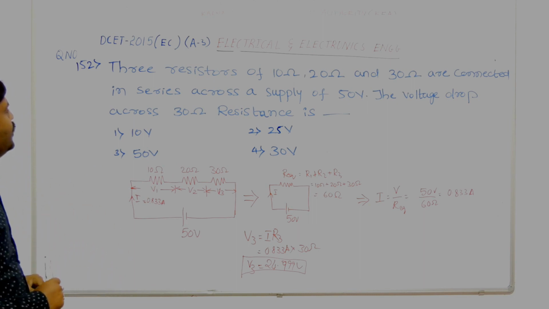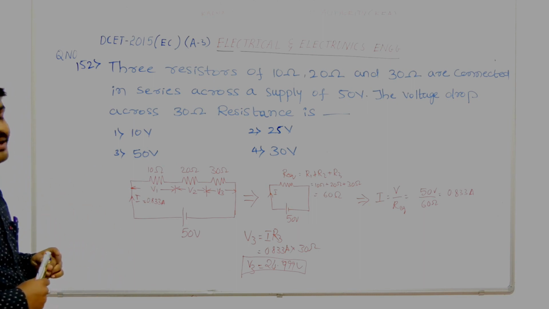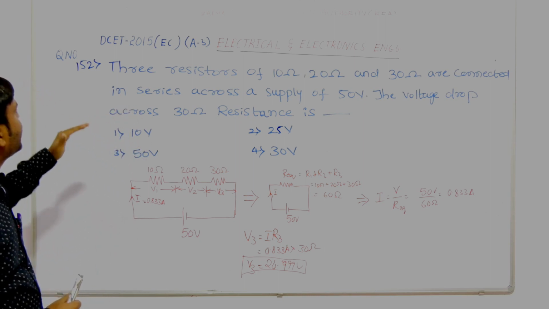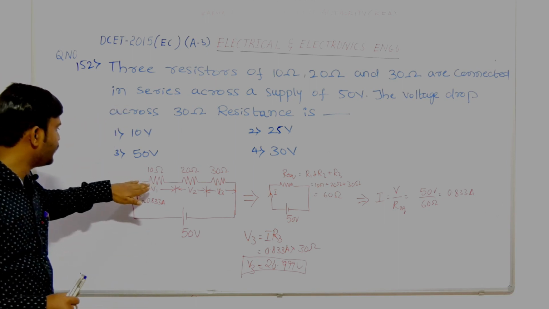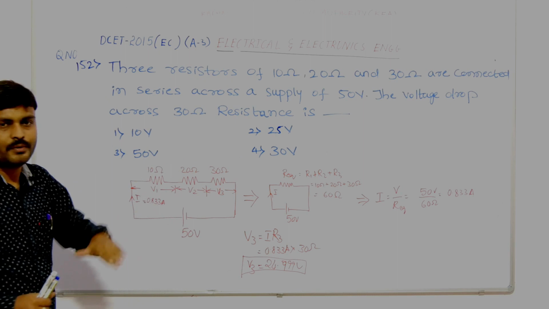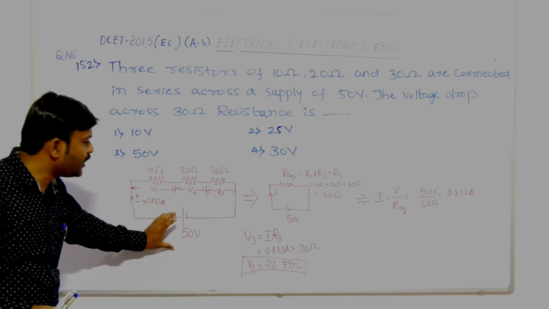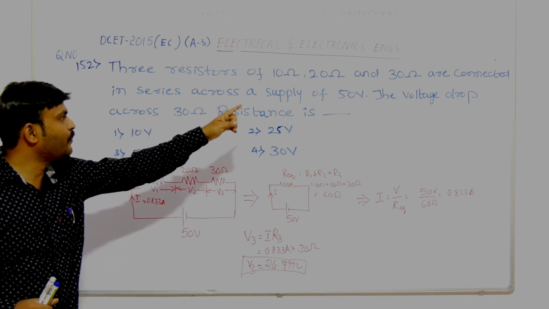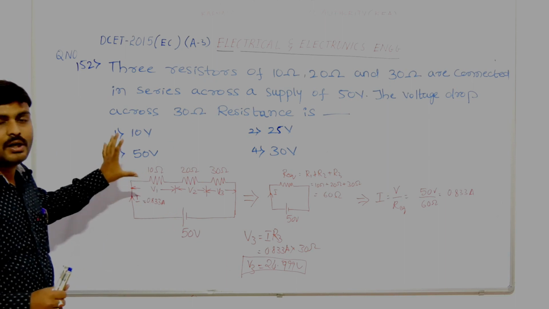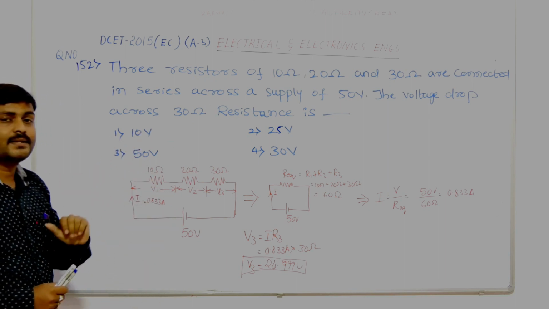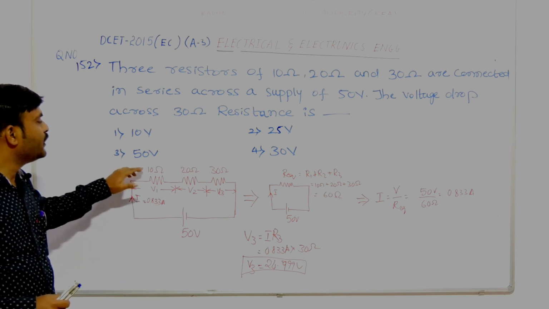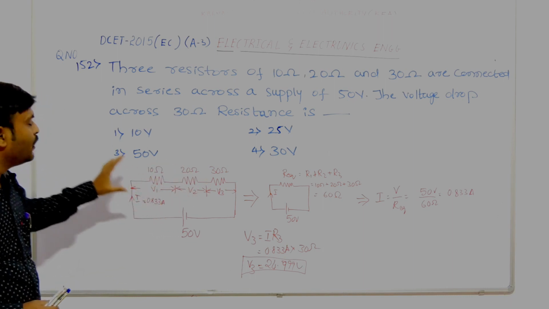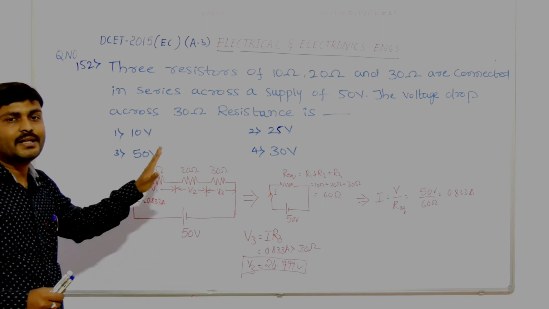So let us solve this. Before we solve this, we have to write the circuit. What he has told, these three resistances 10 ohm, 20 ohm, 30 ohm are connected in series across the supply of 50 volts. We have to write this circuit first. What happens in the series circuit? Current flowing in each resistor is same. Total current in the circuit is same, but voltage will drop across each resistor.